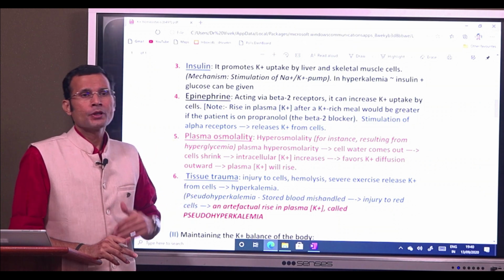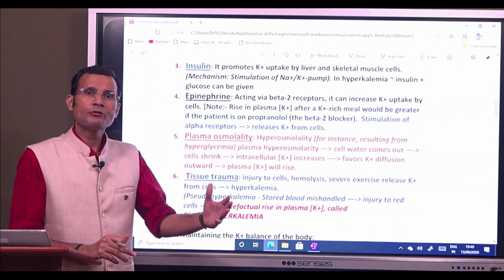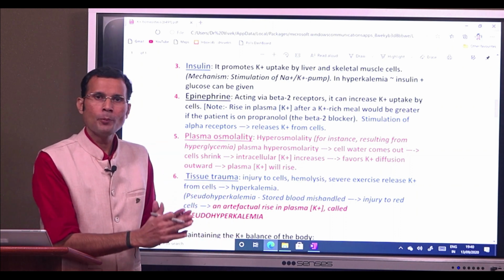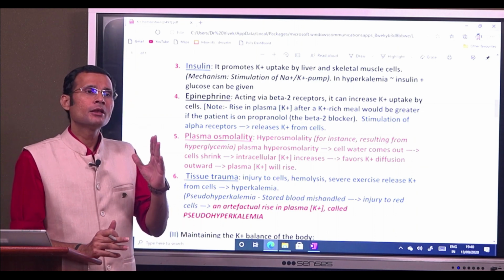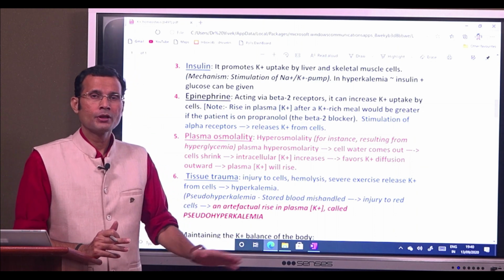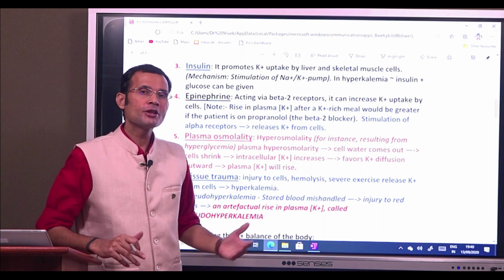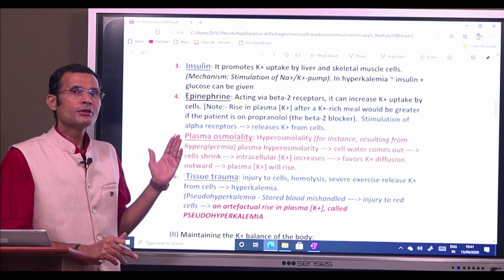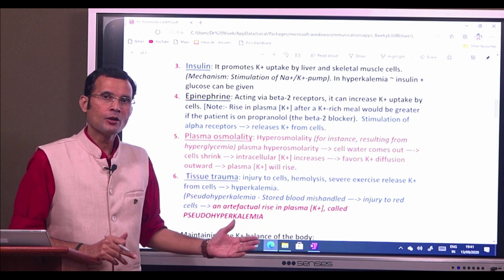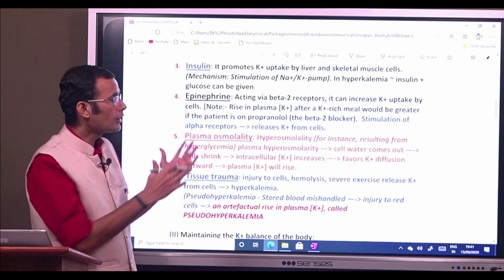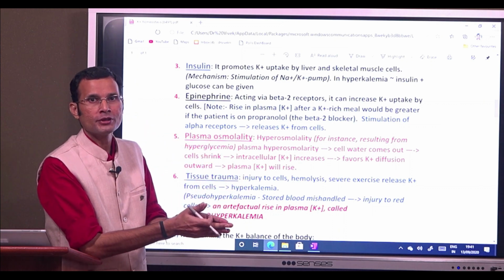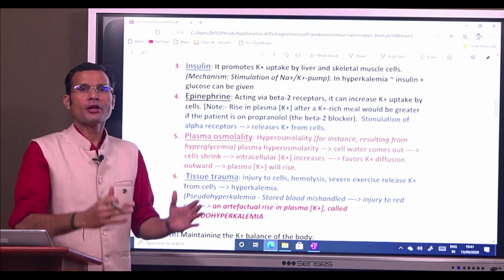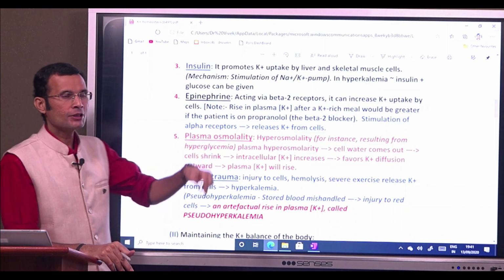Potassium is ingested, and after the meals, plasma potassium is anyway going to rise. That's normal. But then that potassium is immediately pushed into the cells. Normally, it's pushed into the cells. But in the person taking a beta blocker, this pushing of potassium into the cells will not happen because there will be no epinephrine action on beta 2 receptors to push the potassium into the cells, and therefore there would be a dangerous rise of potassium in the plasma after the meals.